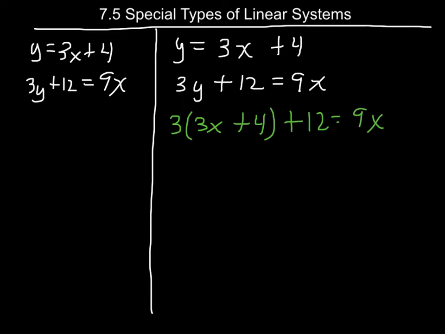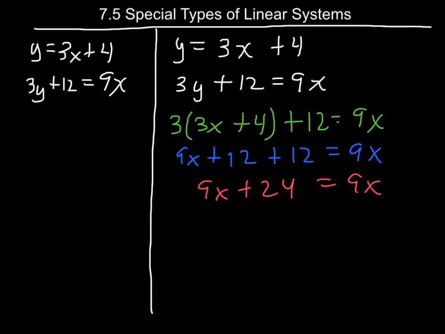Okay, so now what we want to do next is we want to distribute. So I'm going to get 9x plus 12 plus 12 is equal to 9x. And so then I'm going to combine like terms. And so I get 9x plus 24 is equal to 9x.